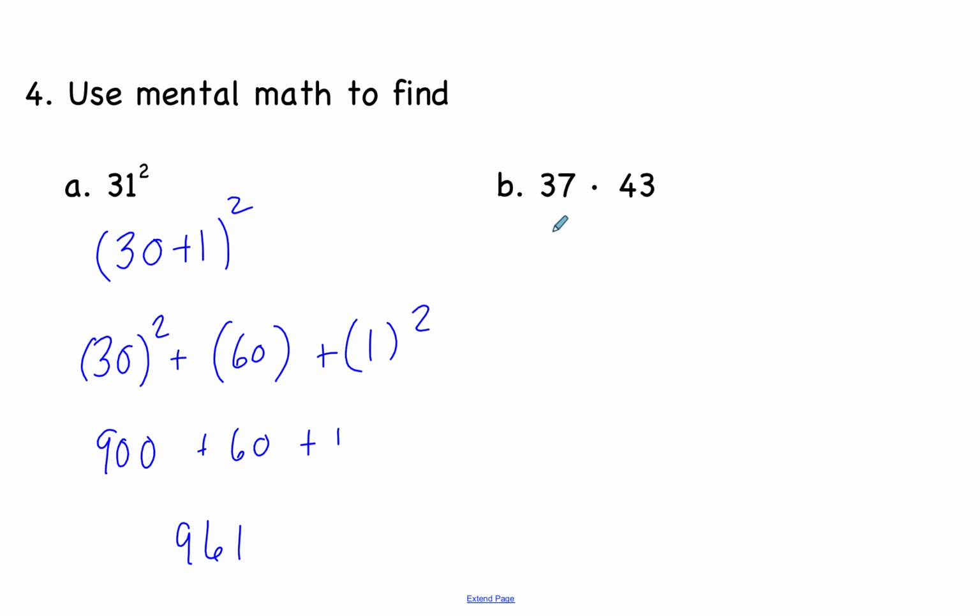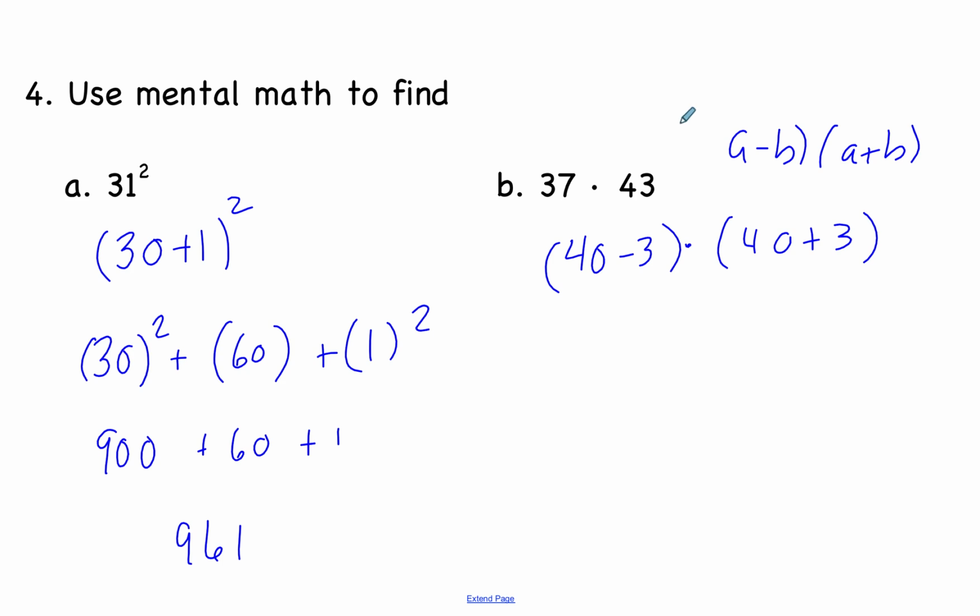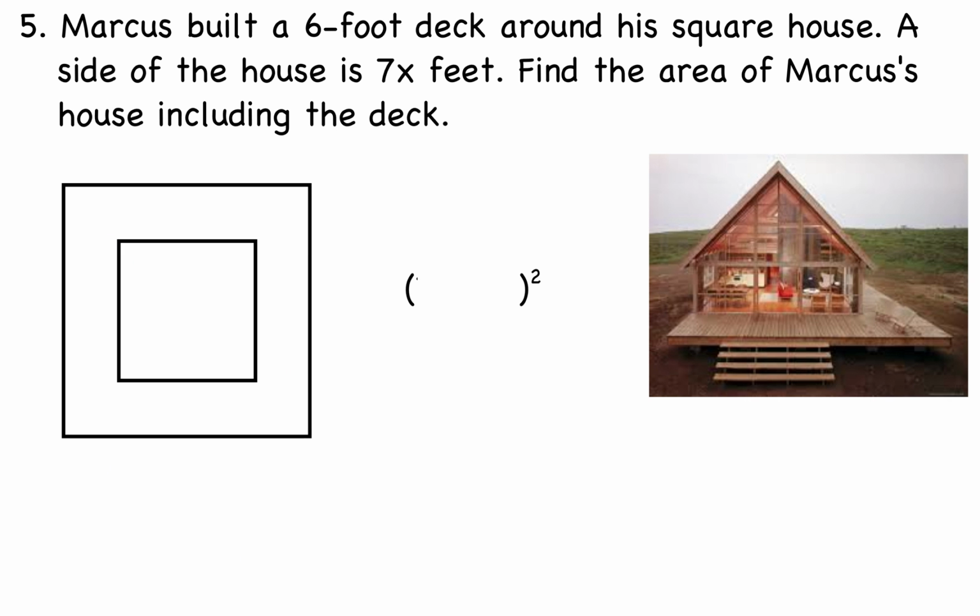Over here, we're going to use a difference of squares. So this one we're going to call 40 minus 3. That gives us 37, multiplied by 40 plus 3. Well, this is that a minus b, a plus b. It's a difference of two squares. So all we have to do is take the first term, square it. 40 times 40 is 1600. 3 times 3 is 9, and subtract that from 1600. Well, that gives us 1,591. So we don't even need a calculator to multiply those big numbers.